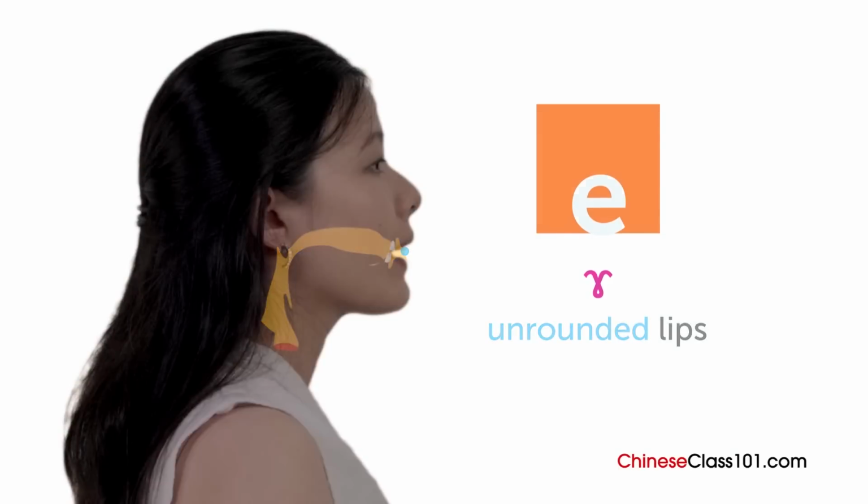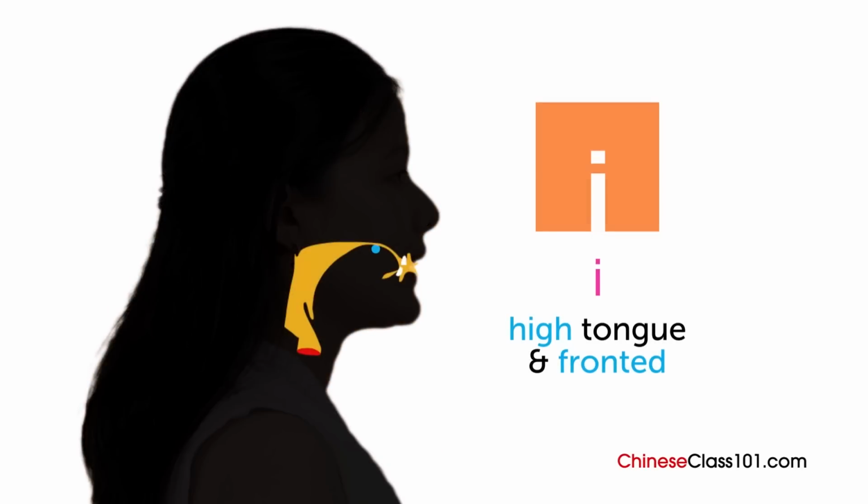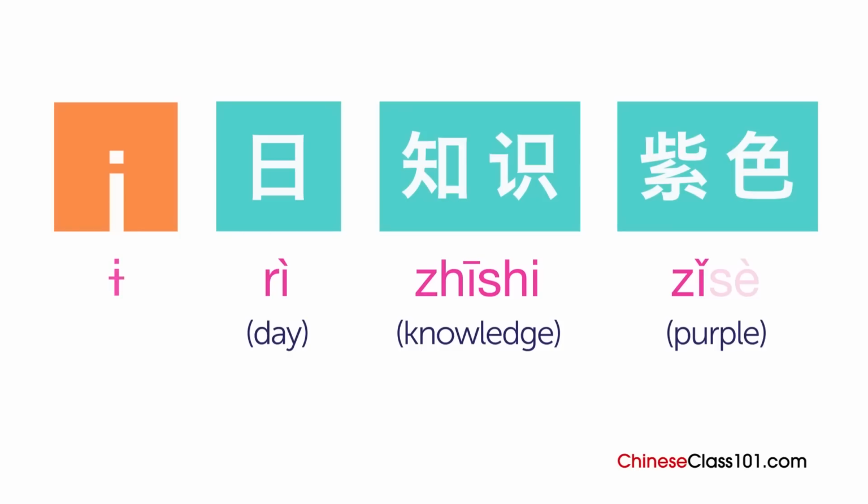The next vowel is 一北京衣服秘密. It's identical to the double E sound in the word see. When paired with the following, the I changes.